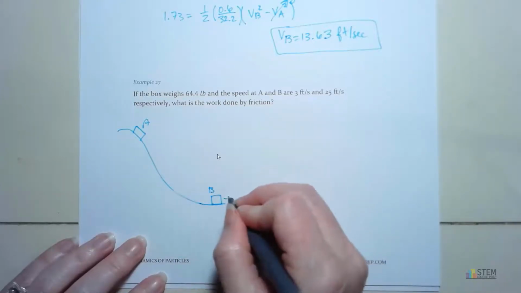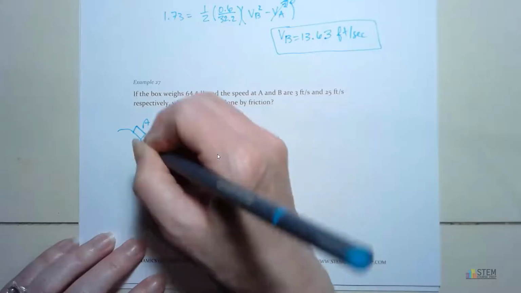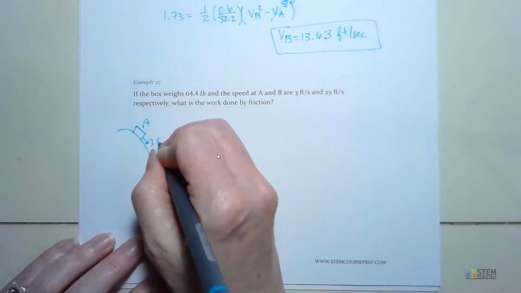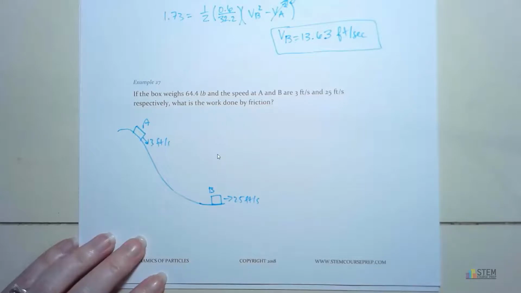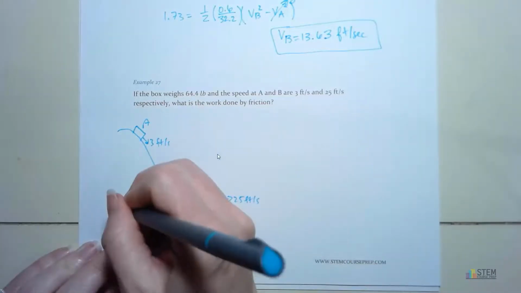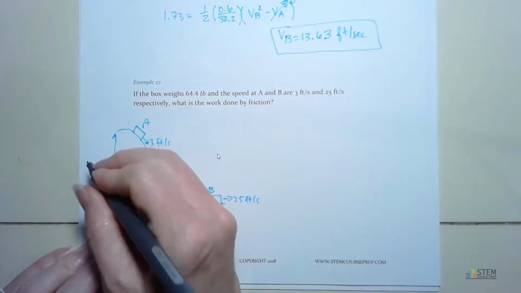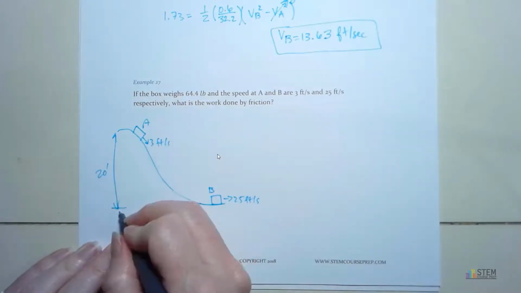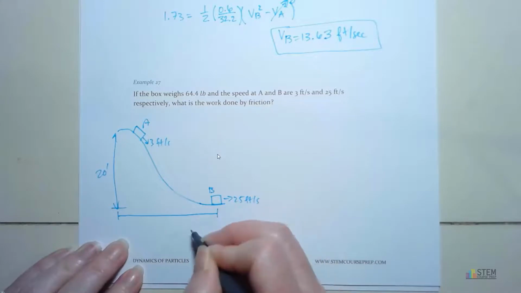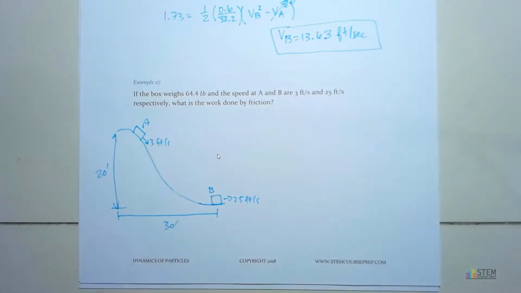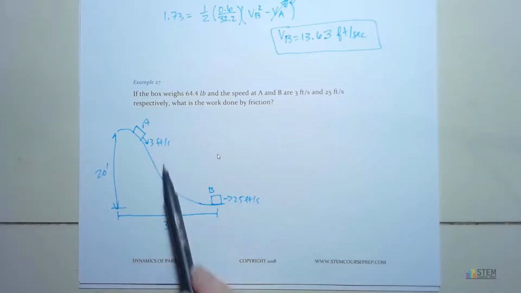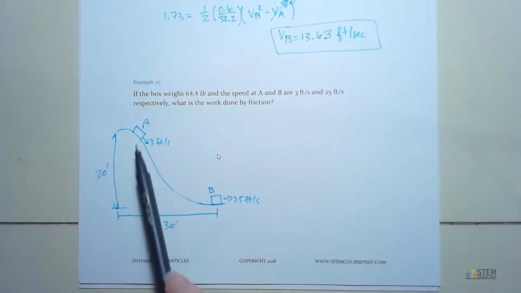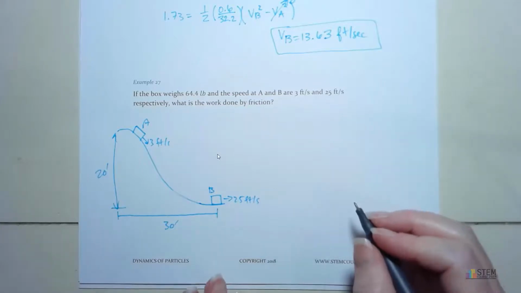All right, so we've got 25 feet per second here. Up here, it's 3 feet per second. Now the difference in height here is going to be 20 feet. And then the difference in X, 30 feet. Okay, now I want to know what is the work done by friction. As we go down this surface, it's a rough surface, it's going to have some friction here. I want to know what the work is due to that friction force.